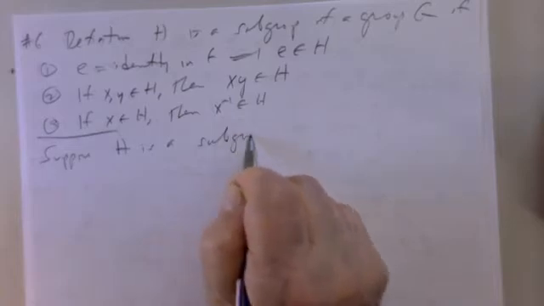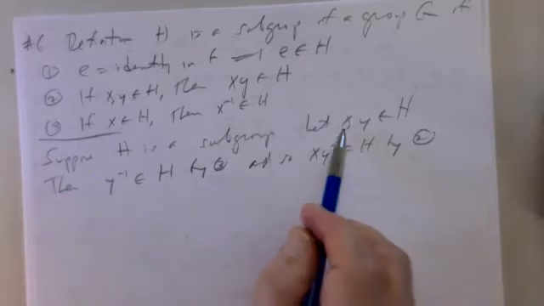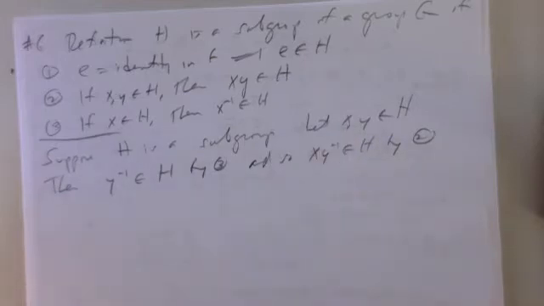So we have to prove that H is a subgroup if and only if a certain condition is satisfied. So this means we have to prove 2 things. If H is a subgroup, then the condition is satisfied. And if the condition is satisfied, then H is a subgroup. So suppose, first of all, H is a subgroup, and let x and y be 2 elements in H. Then, first of all, y inverse is in H by property 3. Property 3 says the inverse of every element of H is in H. And so x y inverse is in H by property 2, which says H is closed under multiplication.